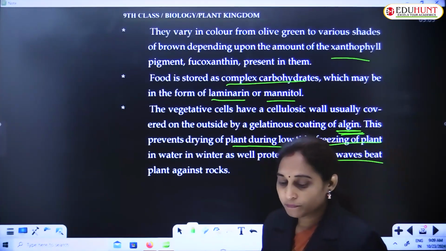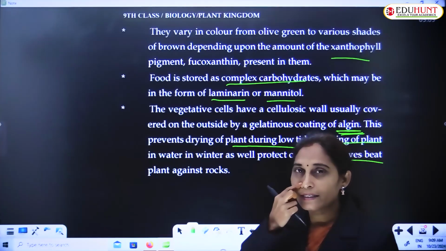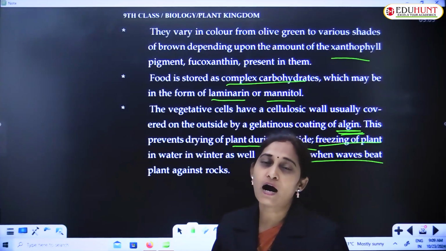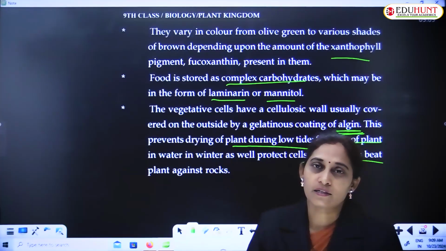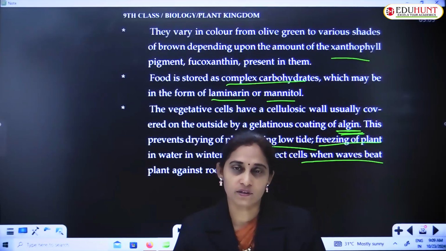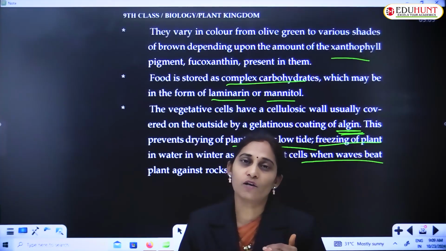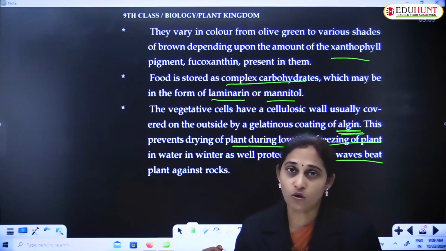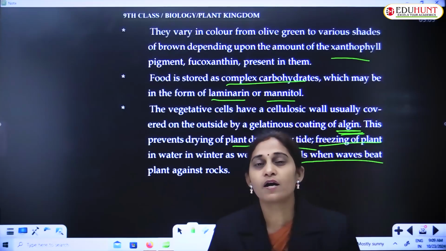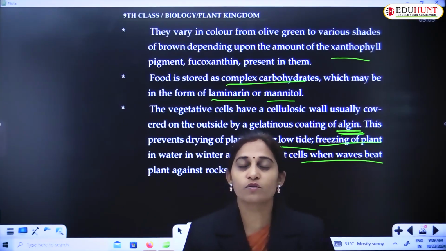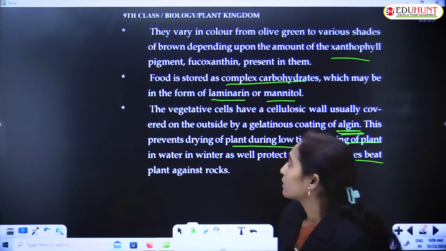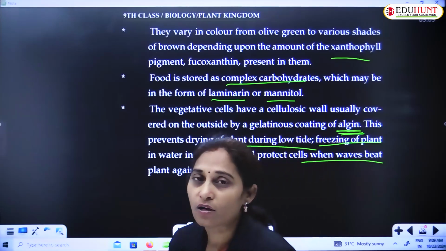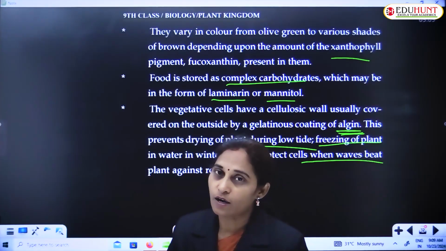The color may vary from light green, olive green to rich brown because of the amount of the pigment, that is xanthophyll and fucoxanthin. If the fucoxanthin amount is less, they look olive green in color. If the concentration or the amount of fucoxanthin is more, then they look brown, rich brown, almost equal to black. And food is stored in the form of laminarin and mannitol. Laminarin or mannitol, which is a carbohydrate.